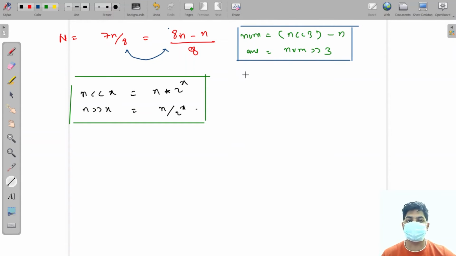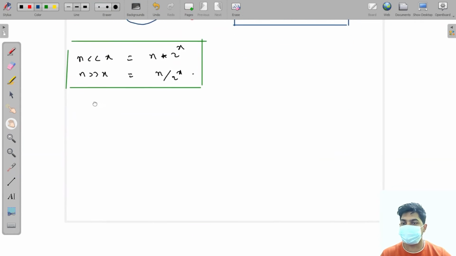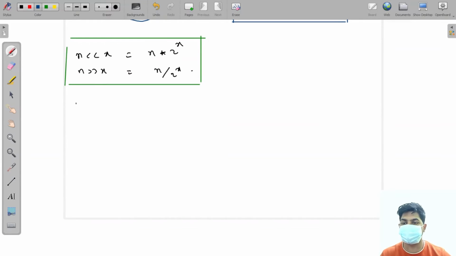But before moving to the coding part, let's understand how it is actually working. According to these formulas, suppose I have a number 1. If I left shift by 1, it is equal to what? 2 raised to power 1 into 1, which is equal to 2. If I perform left shift by 2, it is equal to 2 raised to power 2 into 1, that is 4.